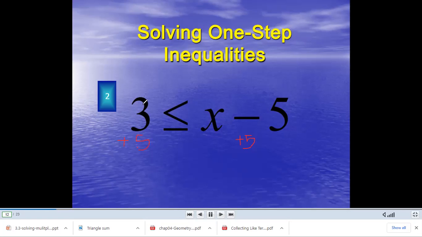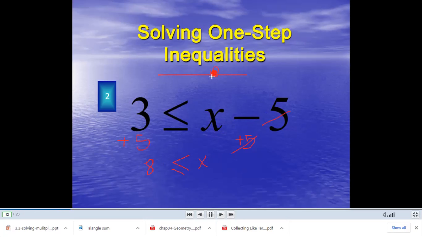Then 3 plus 5 equals 8, and the inequality sign stays the same. Here we can cancel 5 with -5, so we have x. In this case, we have x is more than or equal to 8. So we will draw the number line. We will stand on 8. Will it be a shaded circle or a blank circle? It's more than or equal, so it will be a shaded circle.